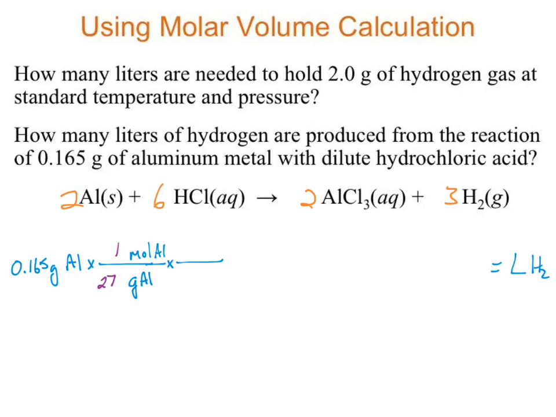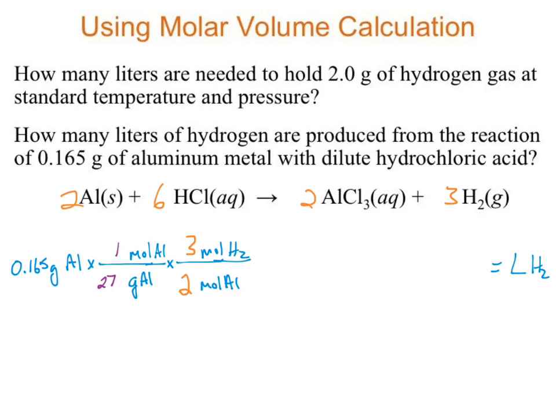We now have moles of aluminum. Is that what we want? No, what do we need to do? And we want moles of hydrogen. Is there a relationship between those two? Yes, what's that relationship? Two moles of aluminum give you 3 moles of hydrogen from our balanced equation.